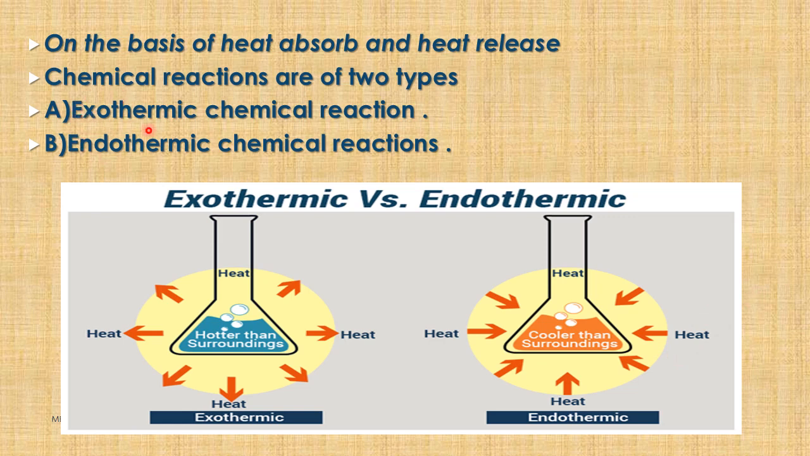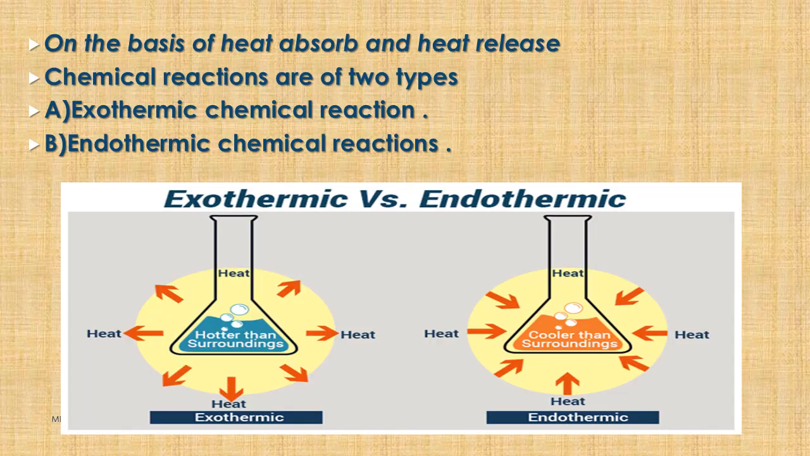Endo means to take heat. Thermic means heat. Endothermic means they take heat from the environment, and exothermic means they release the heat into the environment. We will study this later in detail, how this heat is released and how this heat is absorbed from the chemical reaction.